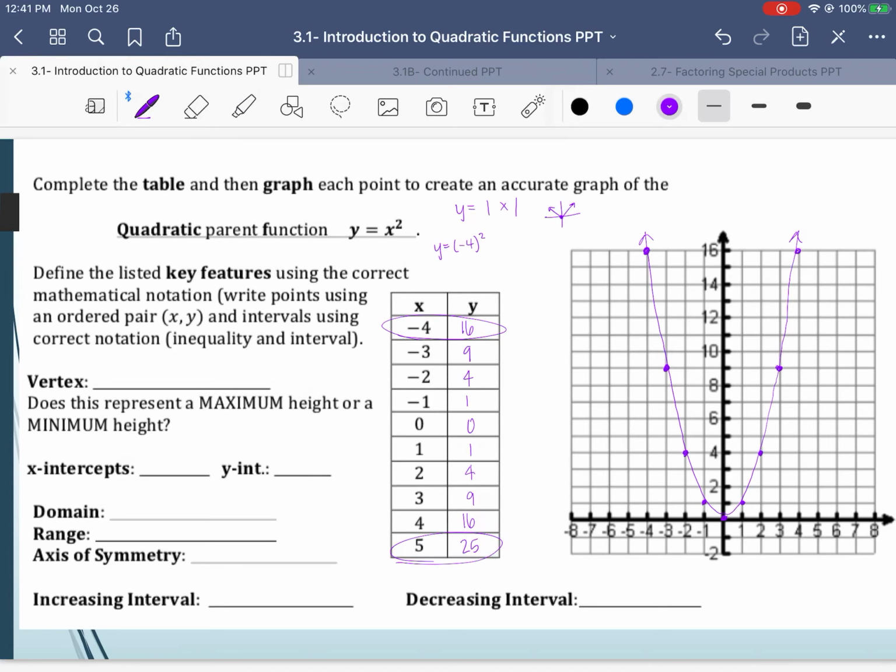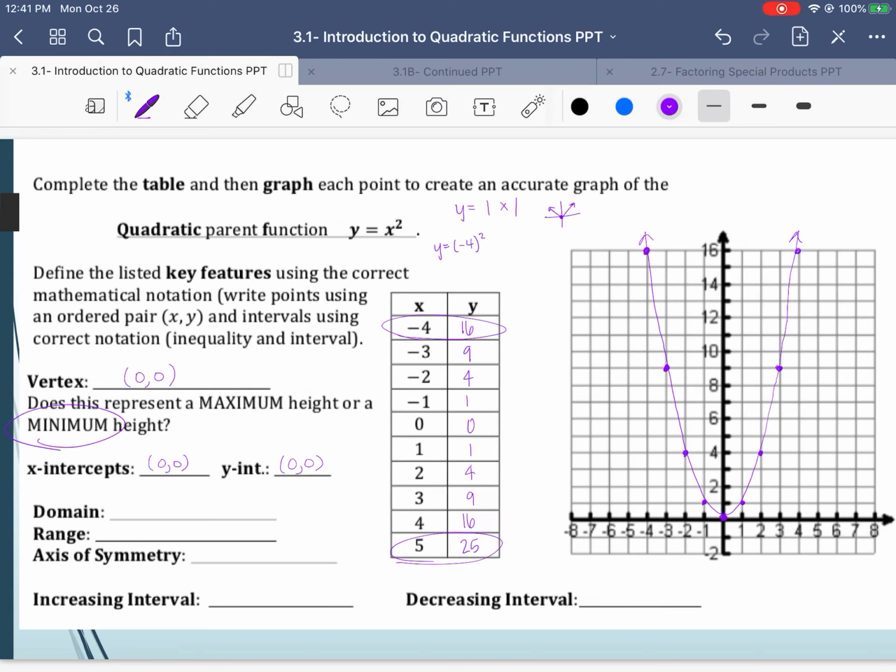So if we're going to identify the vertex on this one, again, this is just for our parent function. It hasn't left the origin, so it's still sitting at the origin. Because this is a low point on the graph, the lowest point on the whole graph, that vertex, we would call that point a minimum. Our x-intercepts, notice, haven't moved from 0, 0. So very common with a parent function.